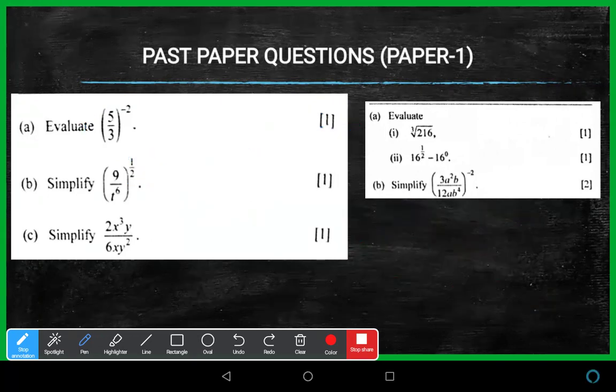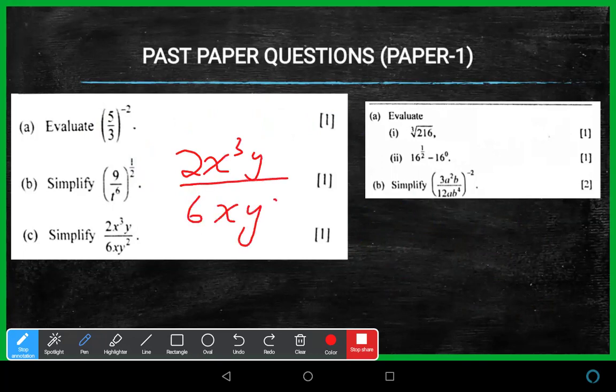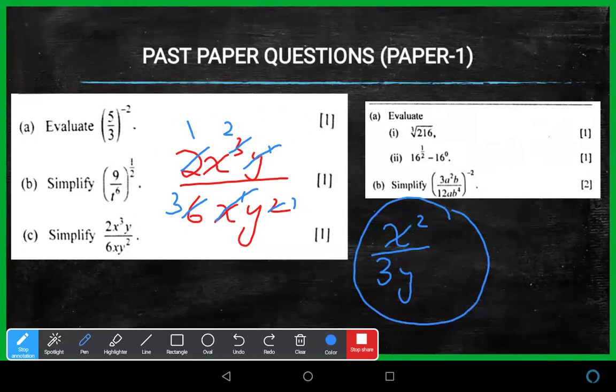Now moving toward the next, C part. So we can cancel out 2x raised to the power 3y divided by 6xy square. What we have to do is just cancel this out. We have one power, so it will be cancelled out. It will become 2. One power, it will be cancelled out. 2 ones are 2 and 2 threes are 6. In the numerator, we have just x square. In the denominator, we have 3 and y, because we already cancelled out. The answer is x square upon 3y.